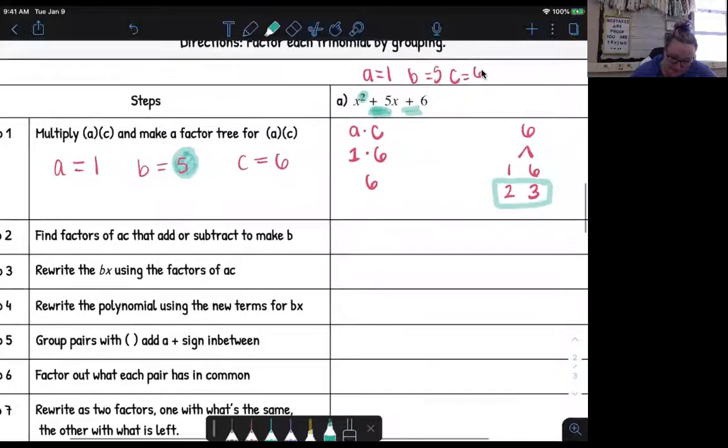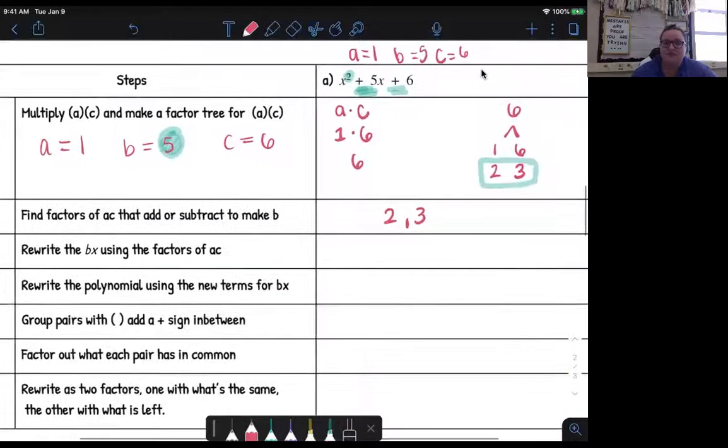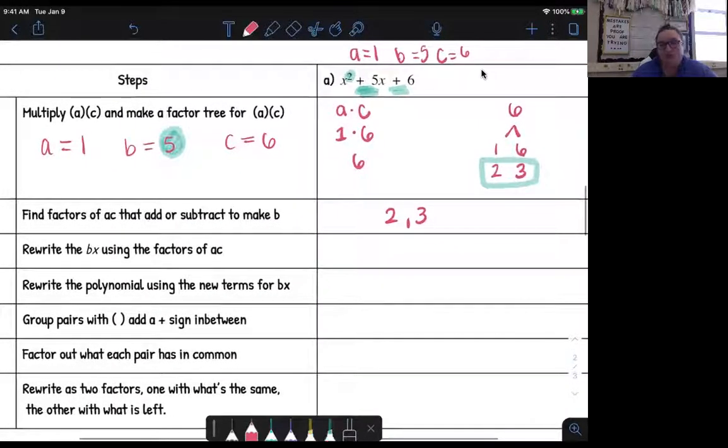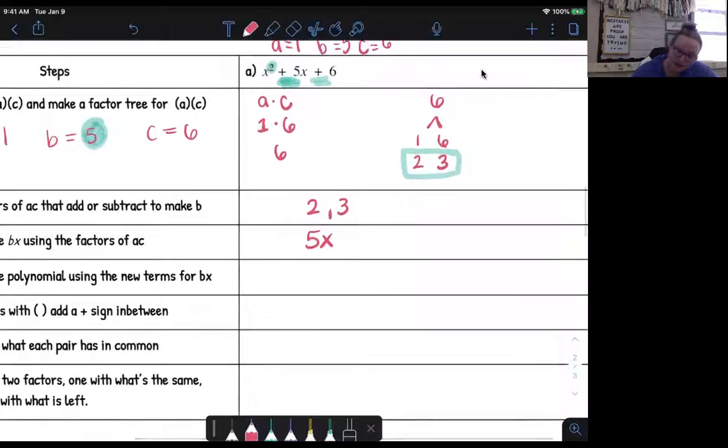So find factors of A and C that add or subtract to make B. Those factors are 2 and 3. Now we're going to rewrite Bx using the factors of A, C. So using 2 and 3, we're going to rewrite Bx. So our Bx term is 5x. To rewrite that using 2 and 3, I would need a 2x and a 3x. Well, 2x plus 3x would give me 5x, right?